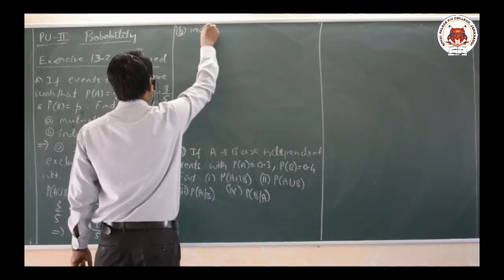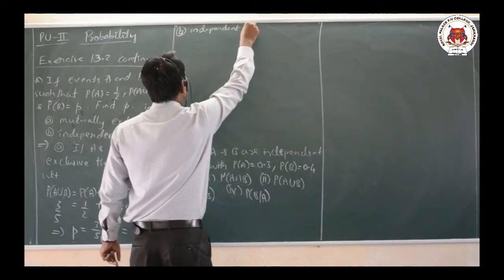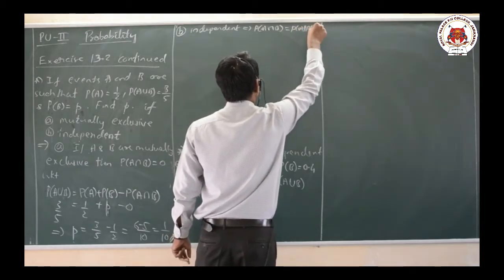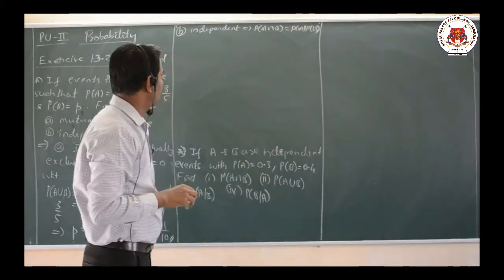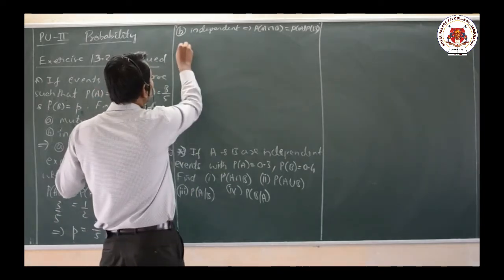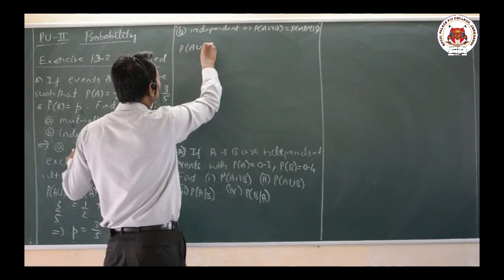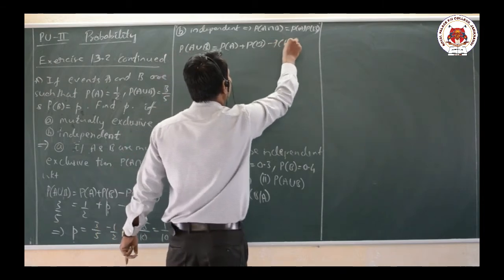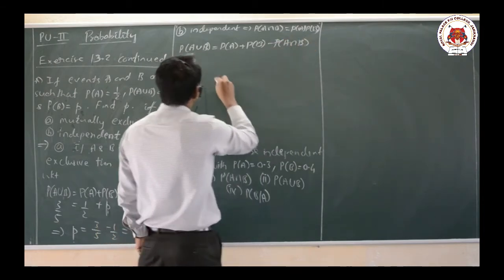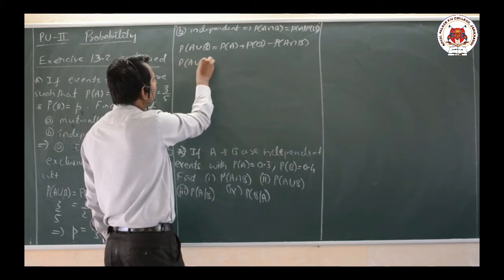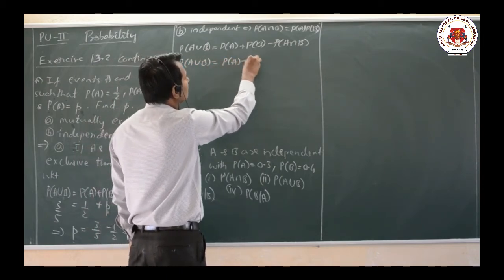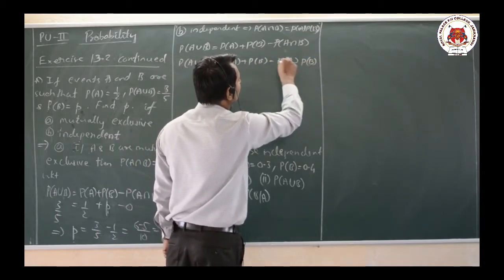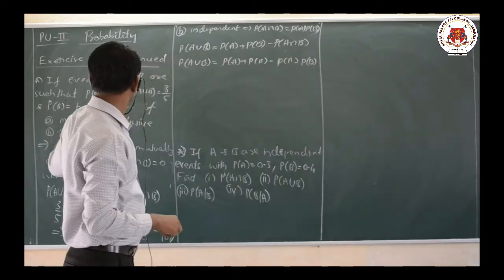Independent events imply P of A intersection B equals P of A into P of B, which we learnt in the previous class. Now what is the formula here? We know that P of A union B equals P of A plus P of B minus P of A intersection B. That means P of A union B equals P of A plus P of B minus P of A into P of B, because A and B are independent events according to the given data.